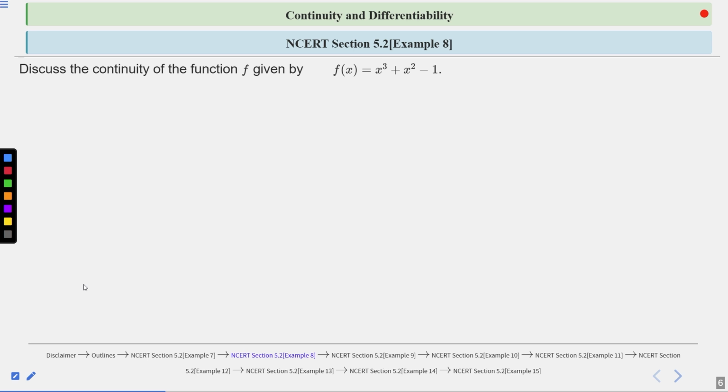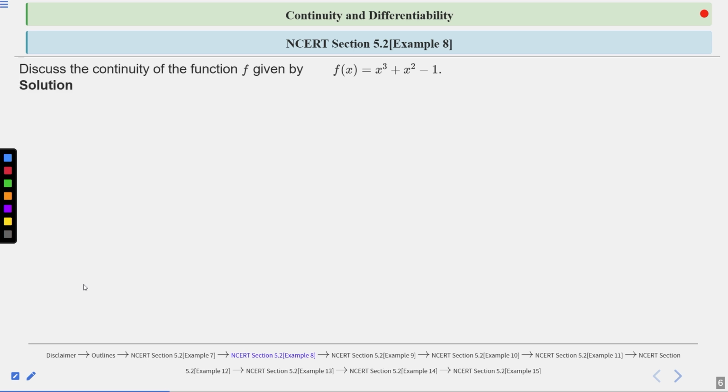So how can we say whether the given function is continuous or not? The hint for this example is that we again take the limit as x tends to c. We put the value of c, and we check whether the limit is equal to the value of the function at x = c. If it is equal, then we can say that the given function is continuous, and if it is not equal, we can say that the function is discontinuous. Got it?